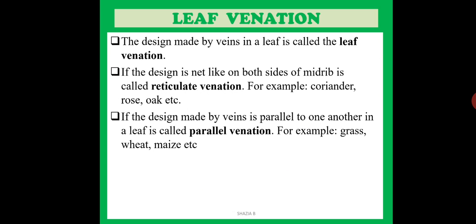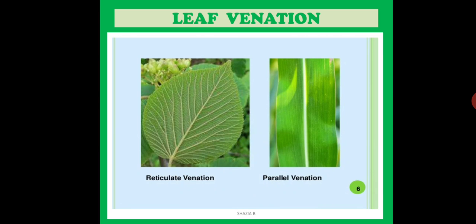Now we have discussed veins. Veins simply mean the lines that are present on the leaves. When we closely check these leaves, we can see that veins are mainly arranged in two manners. The design made by the veins is called venation. Venation is the arrangement of veins in the lamina of the leaf. Mainly two types of venation are there: reticulate venation and parallel venation. Here we can see reticulate venation.